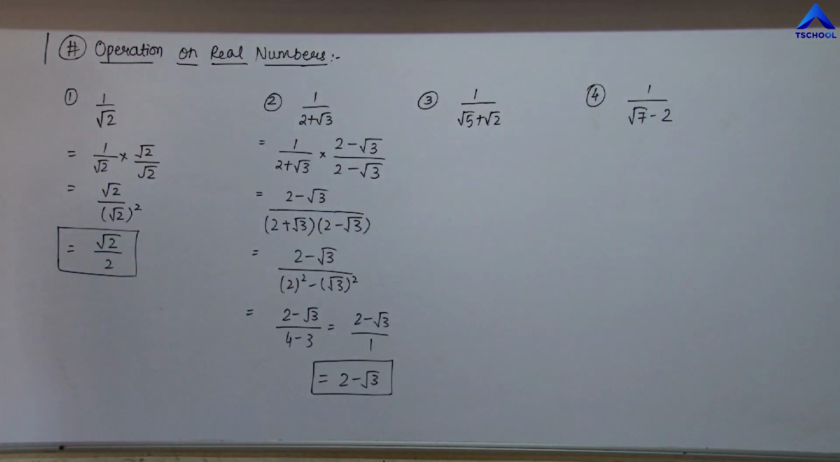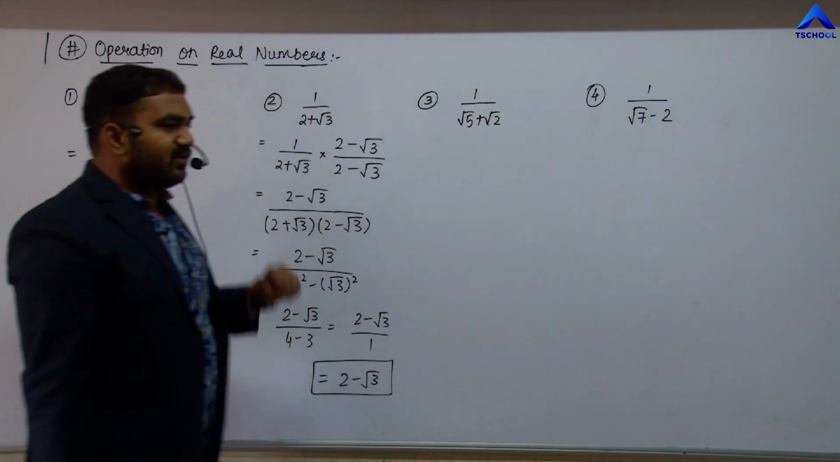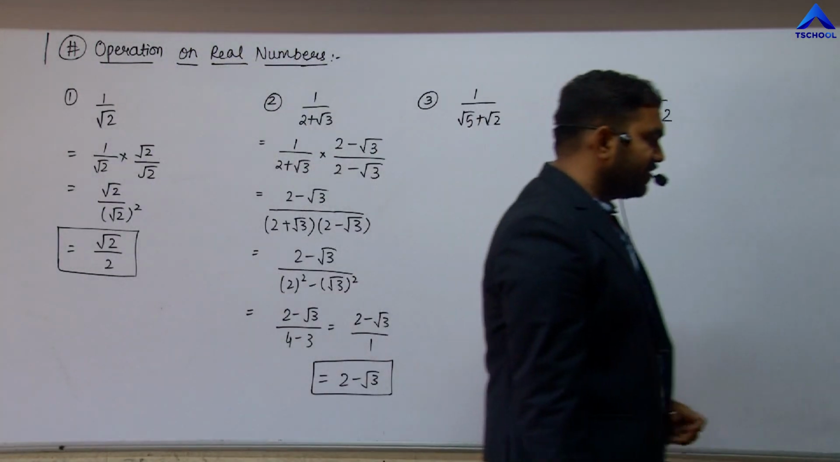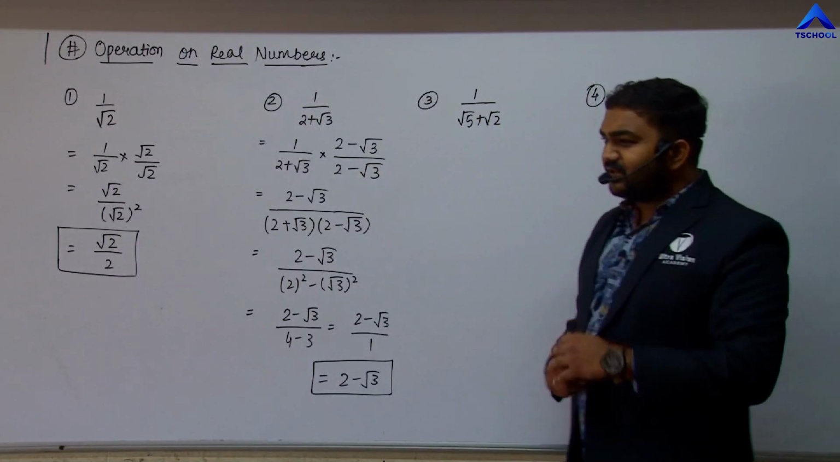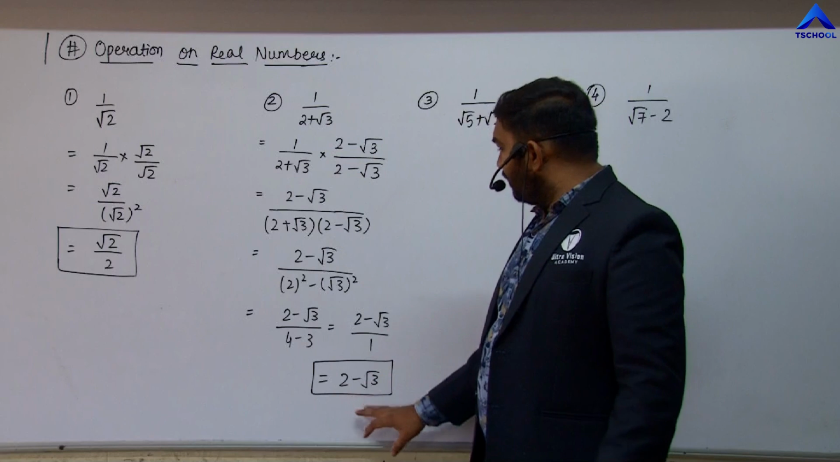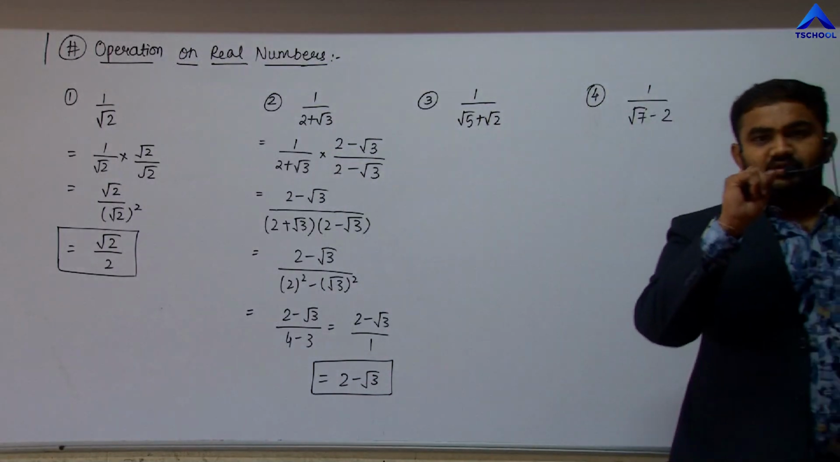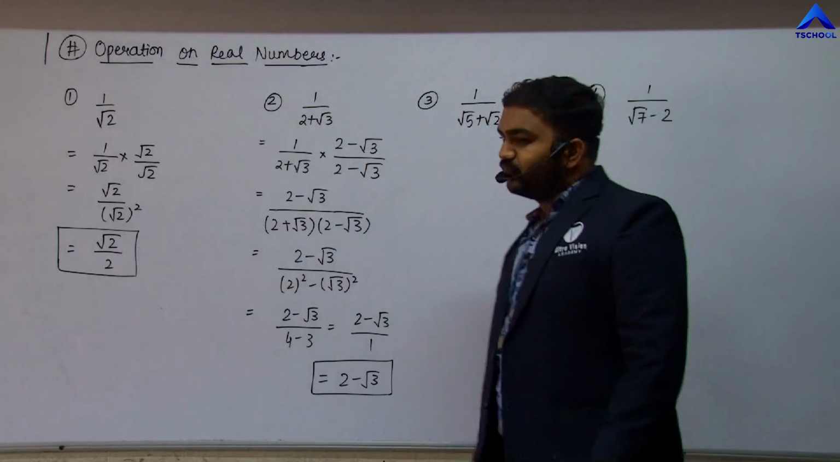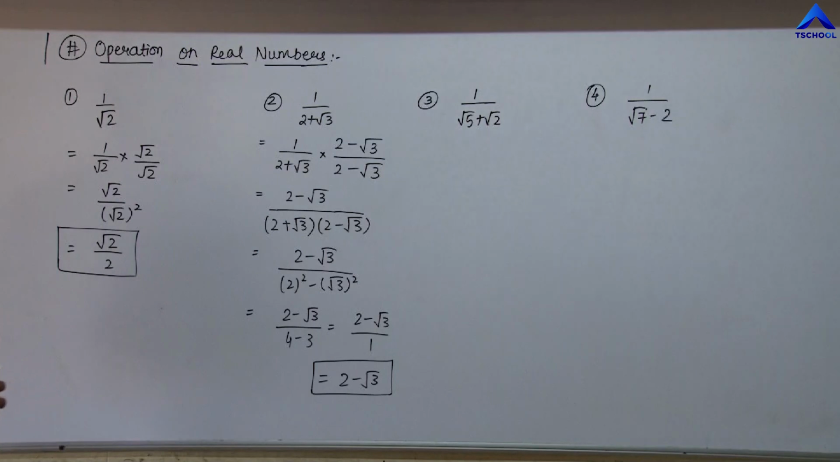So you can now say here that the term we had was 1 upon 2 plus root 3. The question we had was 1 upon 2 plus root 3. After rationalizing the denominator, we got the answer as 2 minus root 3. So the final answer here is 2 minus root 3. That is the answer of 1 upon 2 plus root 3.